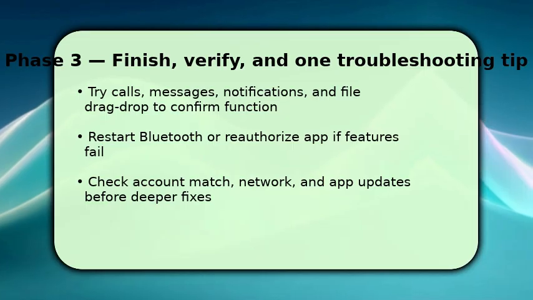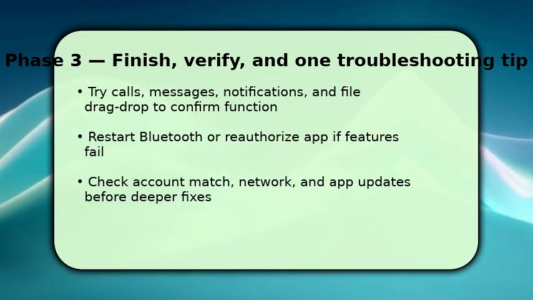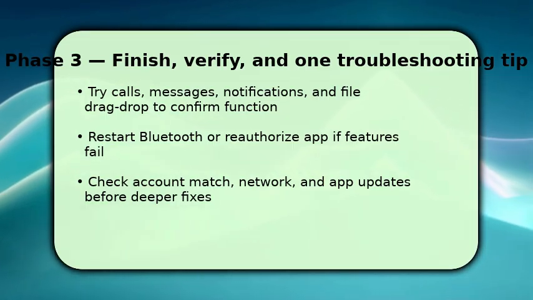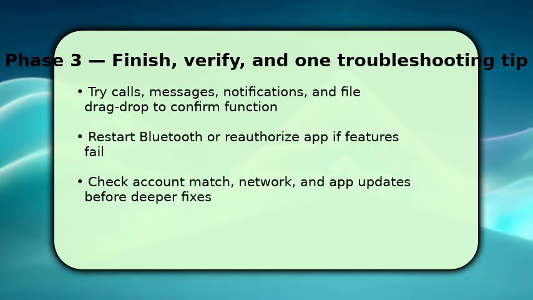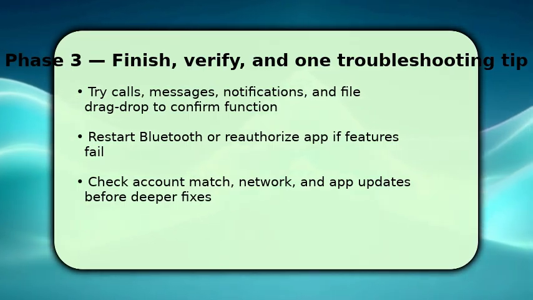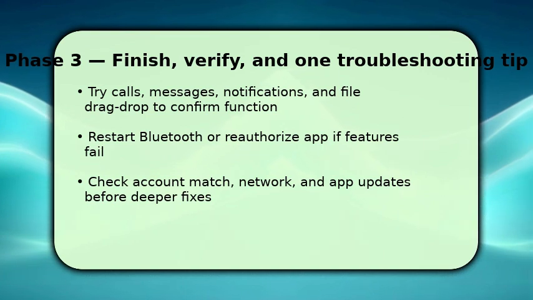If problems persist, verify both devices use the same Microsoft account, confirm they are on the same network, and update the apps and Windows. One quick tip: toggle the companion app's background permission. Many failures resolve instantly when background access is restored.